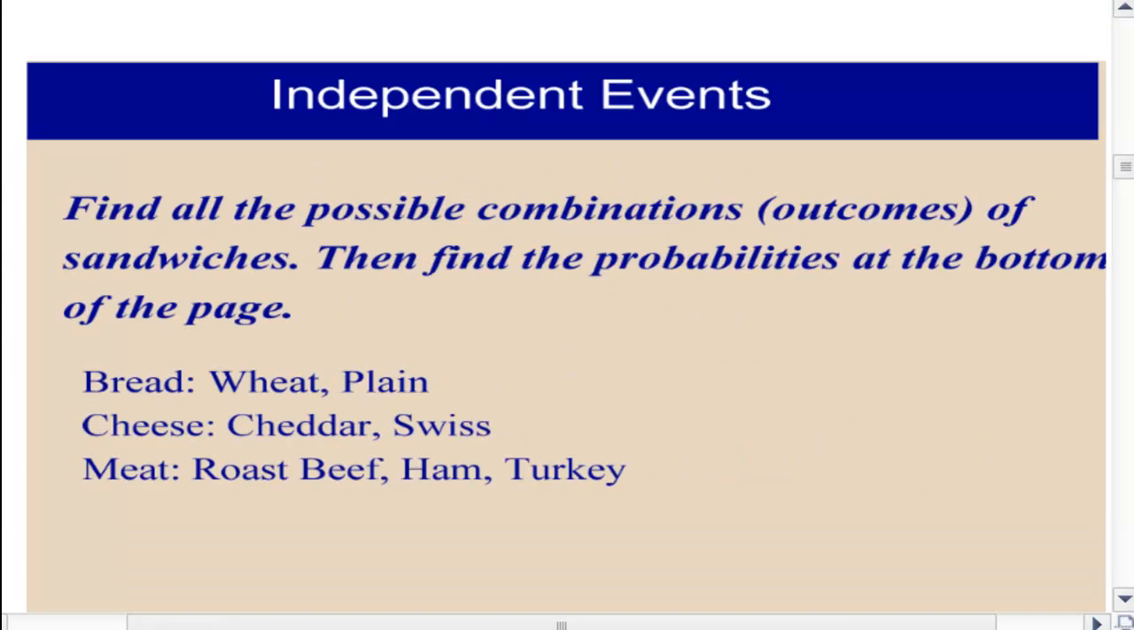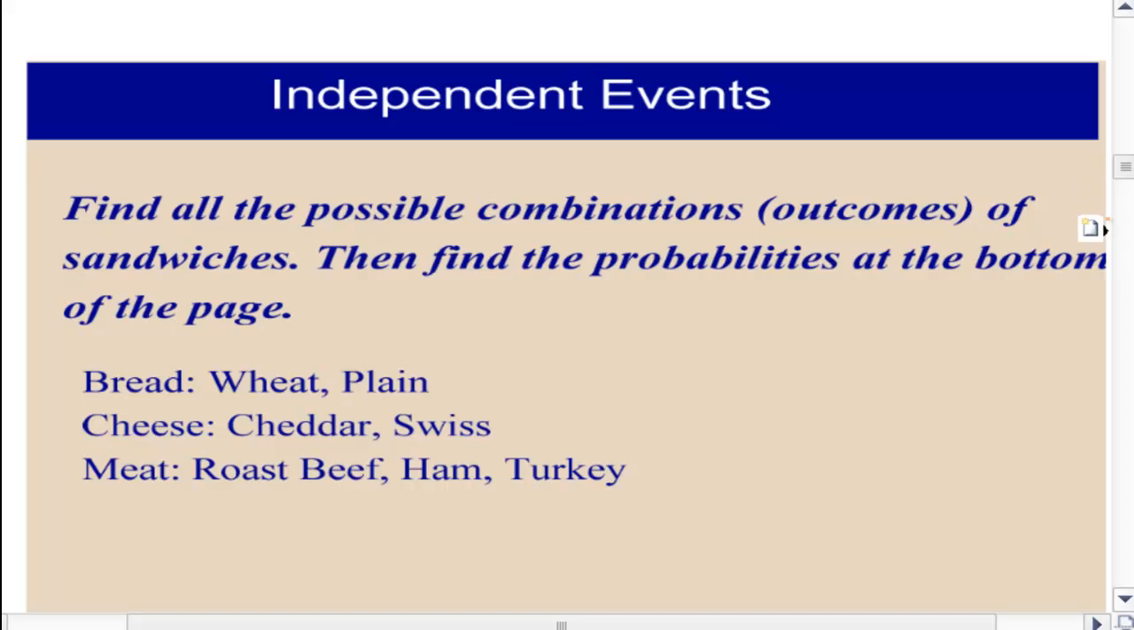Let's look at this example. You're asked to find all the possible combinations of sandwiches and find the probabilities at the bottom of the page. I want to point something out with the word combinations here. Combinations is the way we're used to thinking about combinations. You put things together, but there's also a term called combinations in our probability unit that we'll get to later, and that's not what I'm talking about here.